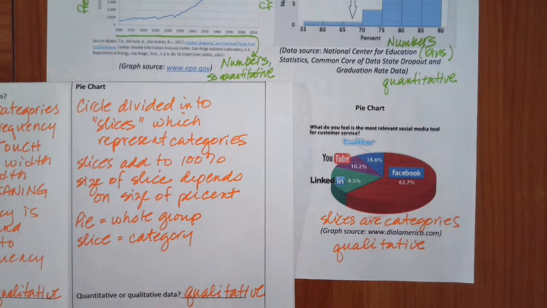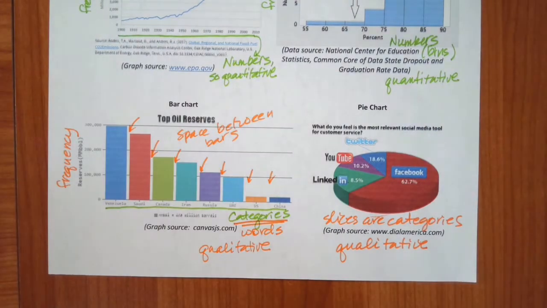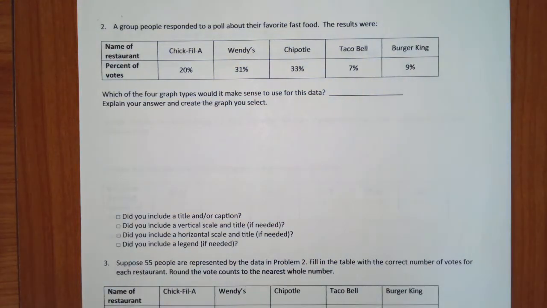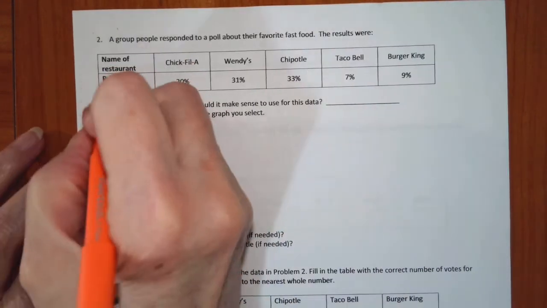Okay, so we already did a quantitative example, and now we're going to look at a qualitative one. So we're going to ask a survey question that has words as answers. And the survey question that was asked is, what is your favorite fast food? Okay, so the results were, and they took the votes and they converted it to percent. So this is the percent of votes.